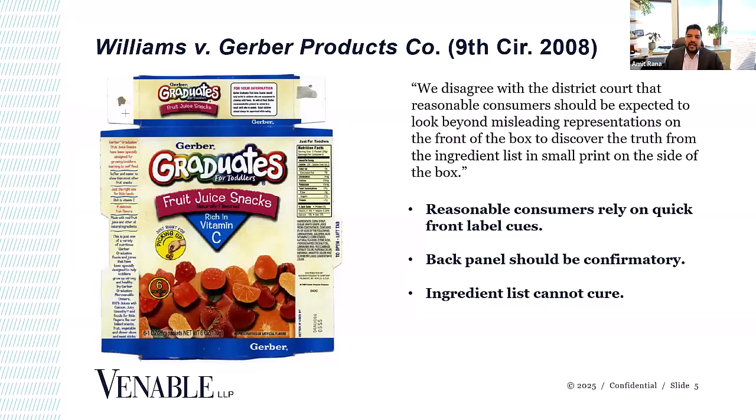The district court in this case actually dismissed the case. It agreed with Gerber and said, look, you can simply look at the ingredient list. Any consumer that cares about what's in this product can easily figure that out by looking at the ingredient list. The Ninth Circuit reversed, saying we disagree with the district court that reasonable consumers should be expected to look beyond misleading representations on the front of the box to discover the truth from the ingredient list in small print on the side of the box.